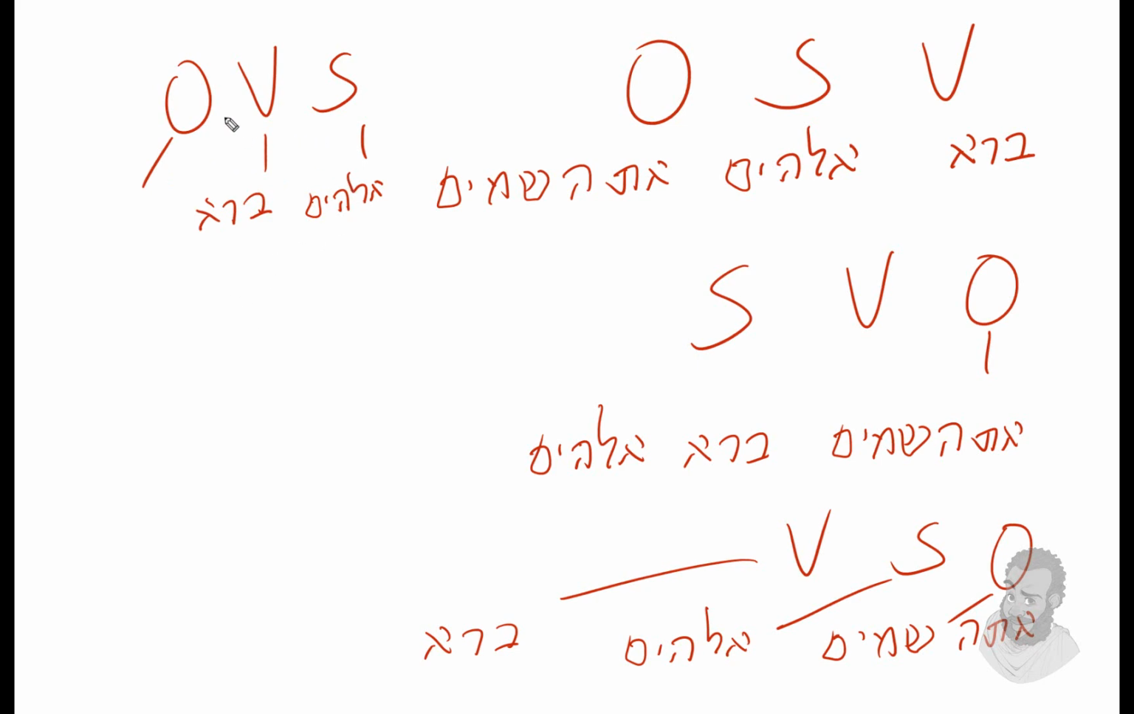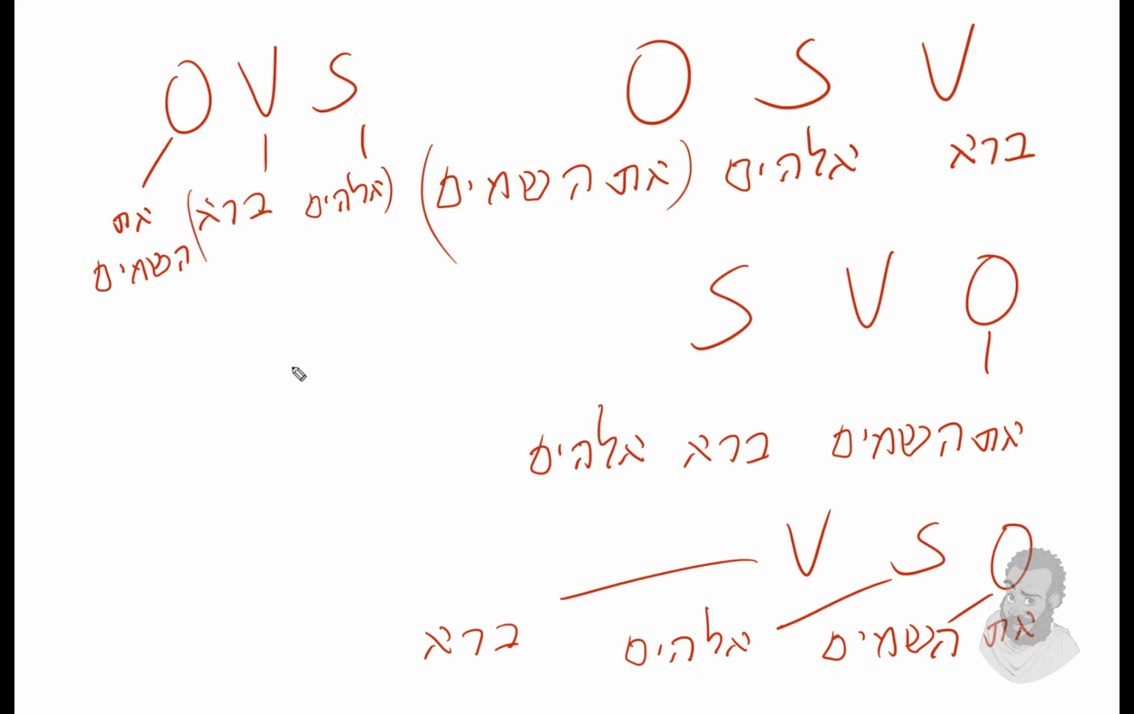Forgive me for my chicken scratch. So bara Elohim et hashamayim. Elohim bara et hashamayim. Et hashamayim bara Elohim. Et hashamayim Elohim bara. Notice how the flavor changes. Notice what is being emphasized and what isn't. So here, bara Elohim, created Elohim. What did he create? It leaves the listener in suspense.